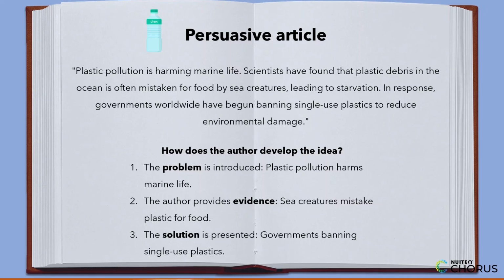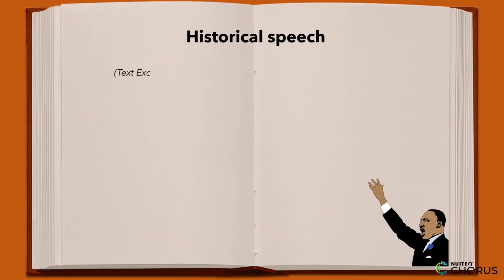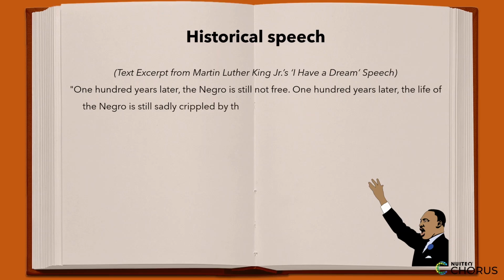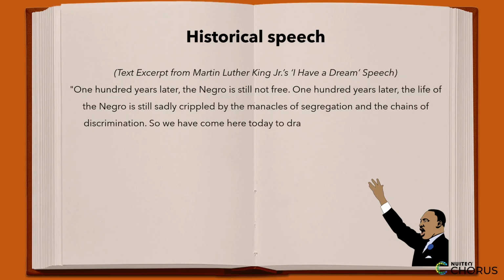For our final example, let's analyze a historical speech and how the speaker develops their argument. Text excerpt from Martin Luther King Jr.'s "I Have a Dream" speech. 100 years later, the Negro is still not free. 100 years later, the life of the Negro is still sadly crippled by the manacles of segregation and the chains of discrimination. So we have come here today to dramatize a shameful condition.